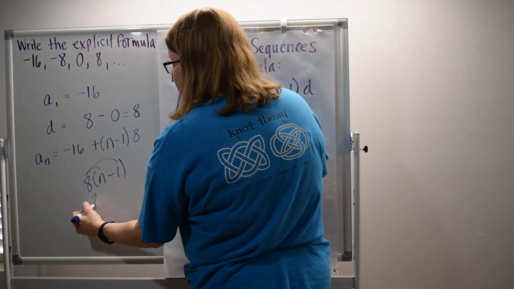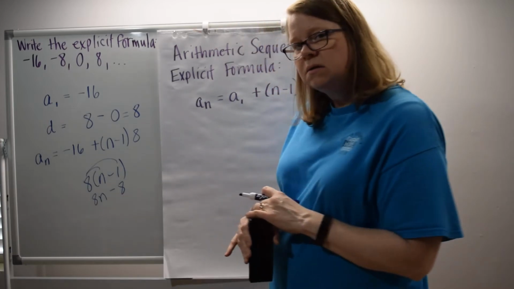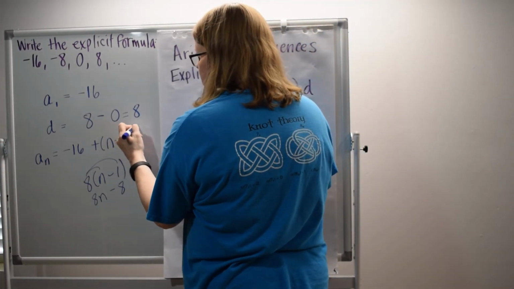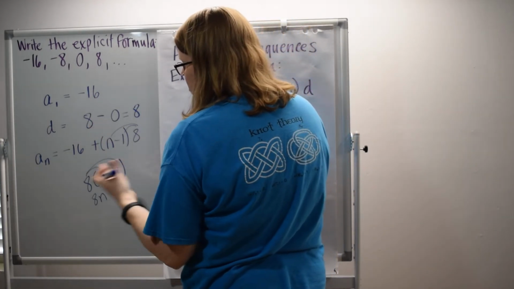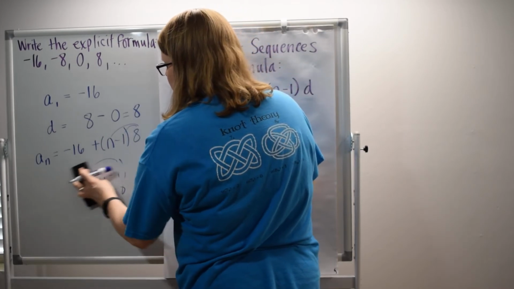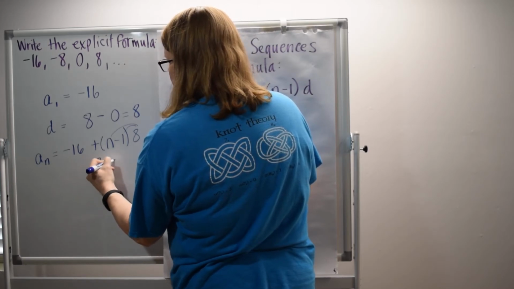So 8 times n is 8n. 8 times negative 1 is negative 8. So you can distribute it up here. It's just going to look backwards and feel kind of weird, but it's good either way. You're going to get the same answer either way. So 8n minus 8 is what I get here.